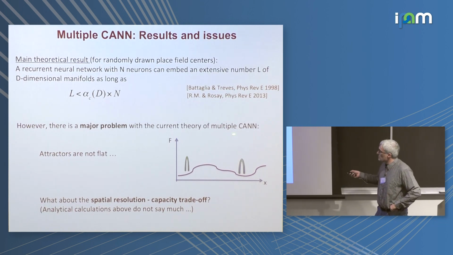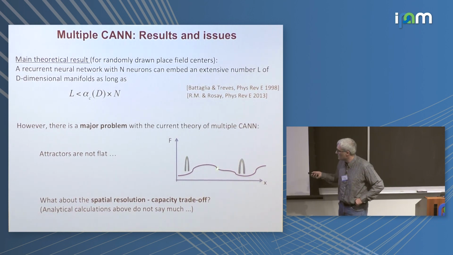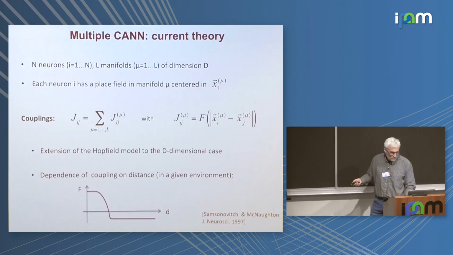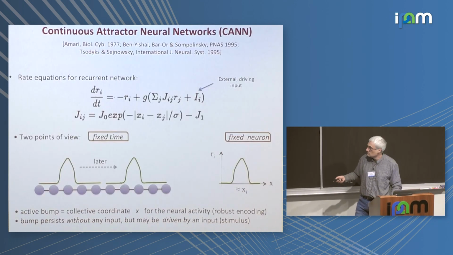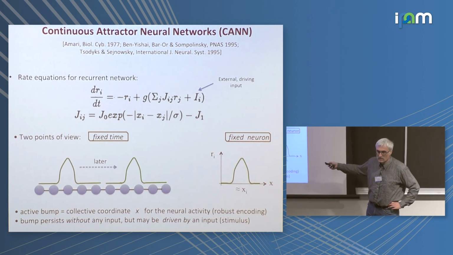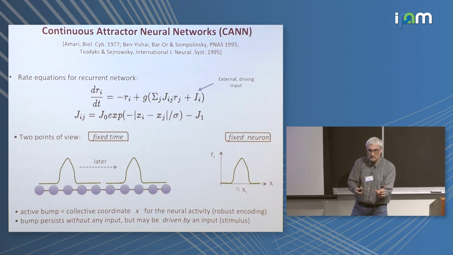But there is a major problem with this current theory, which has been going on for 20 years, which is that the attractors are not flat. The Tsodyks-Sejnowski model is perfect as long as you have a single attractor, because you have invariance under translation here. That means if I take two neurons which code for two positions, then the interaction depends only on the distance.